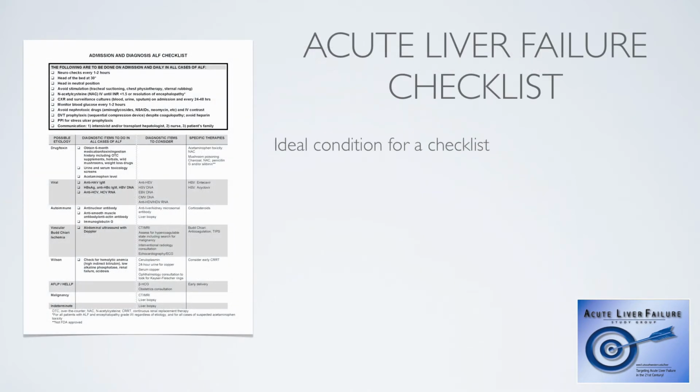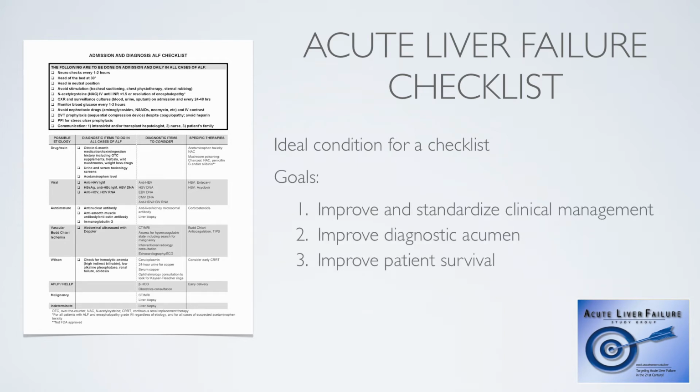Acute liver failure is an ideal condition for a checklist because it requires healthcare providers to analyze and manage a highly complex syndrome under demanding and stressful conditions. The goals of the Acute Liver Failure Checklist are to improve and standardize clinical management of acute liver failure in the intensive care unit, improve the diagnostic acumen of the multiple etiologies that can cause acute liver failure, and ultimately improve patient survival.